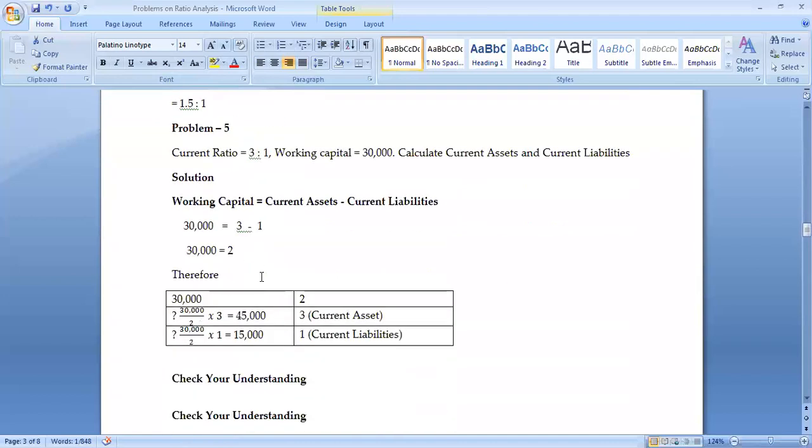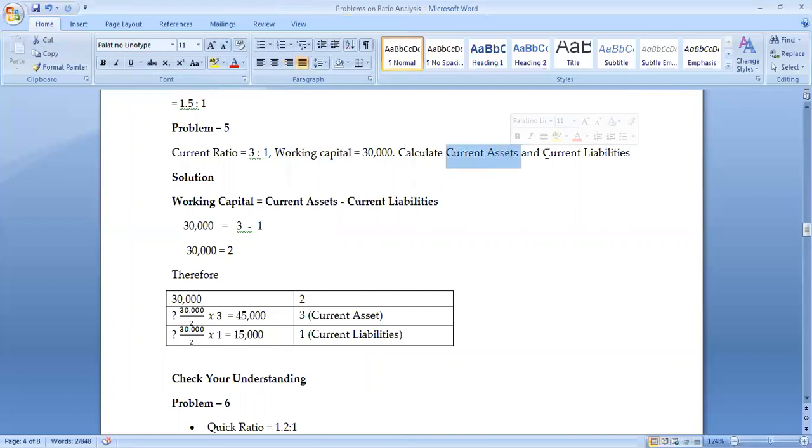Clear? Let's move on to the fifth problem. So here the current ratio is 3 is to 1. Working capital is given as 30,000. So what is working capital? Current assets minus current liability is the working capital. I'm repeating again. What the change between the current assets and the current liability indicates is the working capital. Whether it is an increase or a decrease, it is going to be indicated by the working capital only. Now you are required to calculate the current assets as well as the current liability.